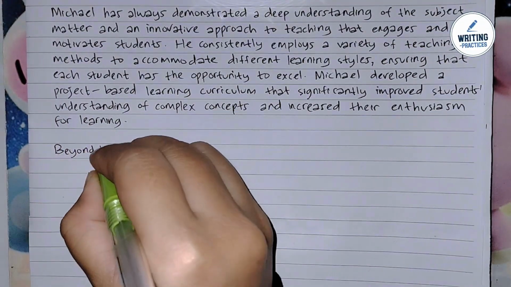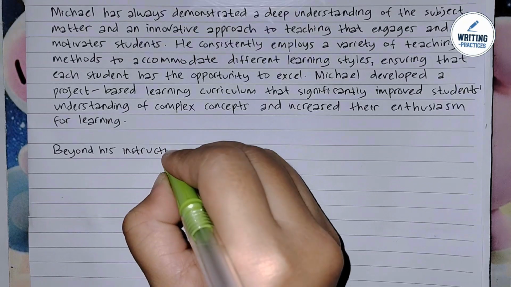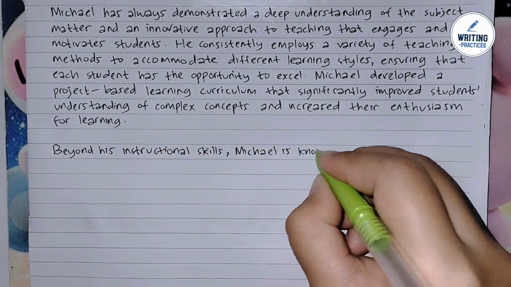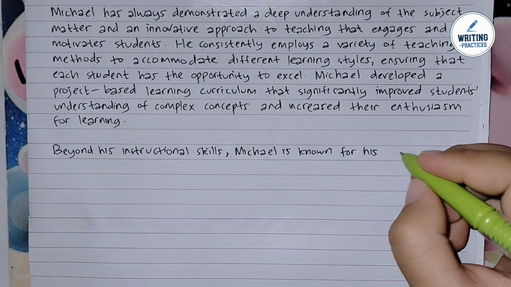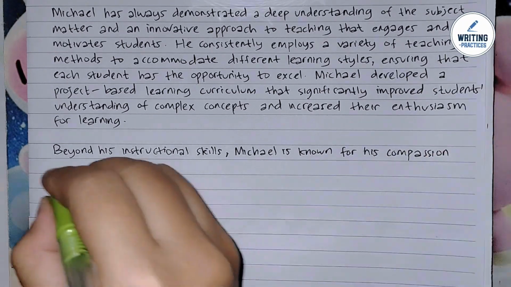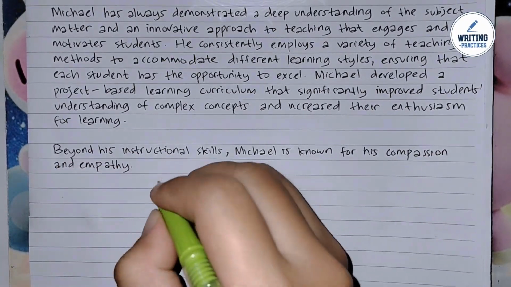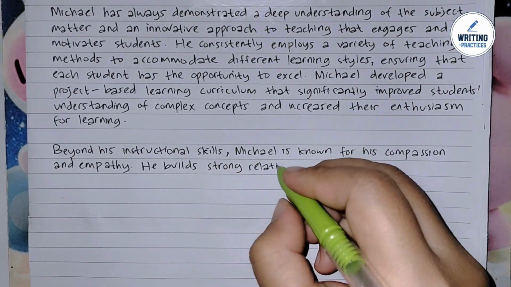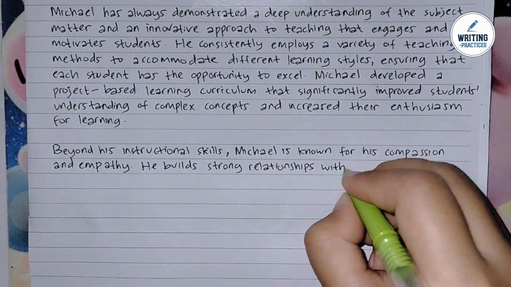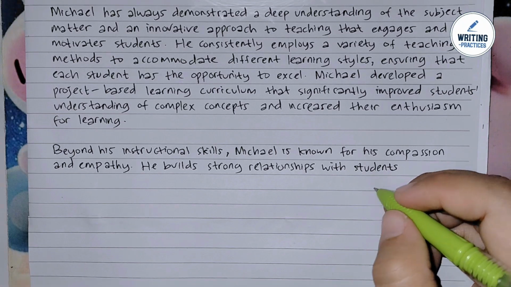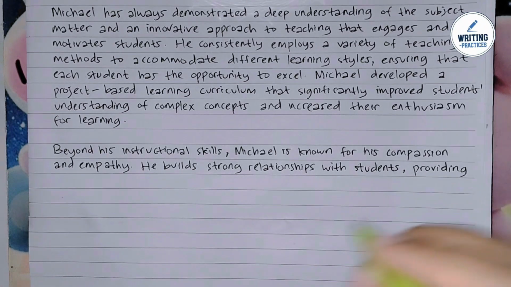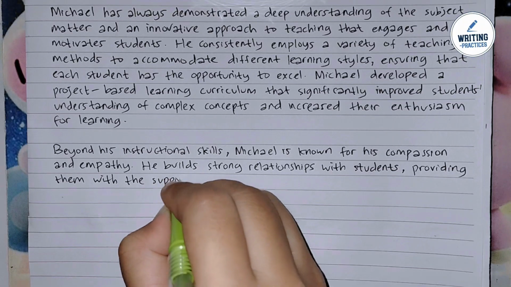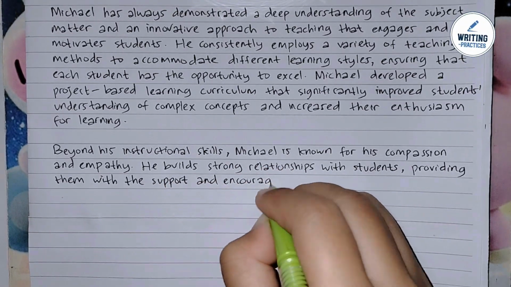In paragraph 3, you write the candidate's personal qualities and relationships with students. The goal is of course to highlight the candidate's personal traits and how they connect with students. Therefore, you need to mention the candidate's compassion and empathy. You may simply write, "Beyond his instructional skills, Michael is known for his compassion and empathy." And then, discuss how they build strong relationships with students and support their development.